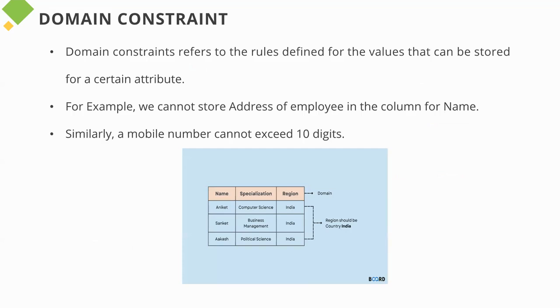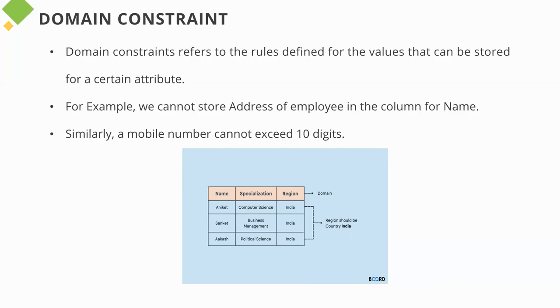Let's see the domain constraint. Domain constraint refers to defining the values that can be stored. We cannot store the address of the employee in the column for name. Whatever name the column possesses, it should be meaningful for the data items which are stored.